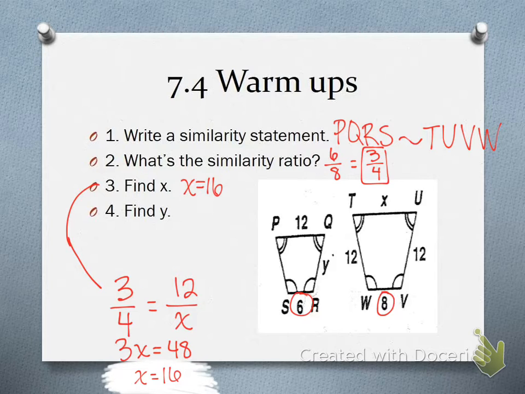So let's find y. We'll start with that same similarity ratio or scale factor. What should go in my other ratio? y/12. Okay, we match up QR to UV. When we cross multiply here, we get 4y equals 36. So y would equal 9.